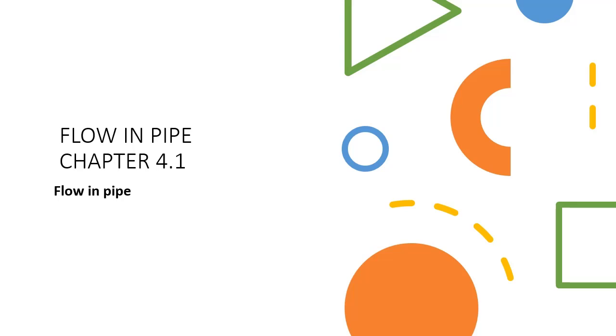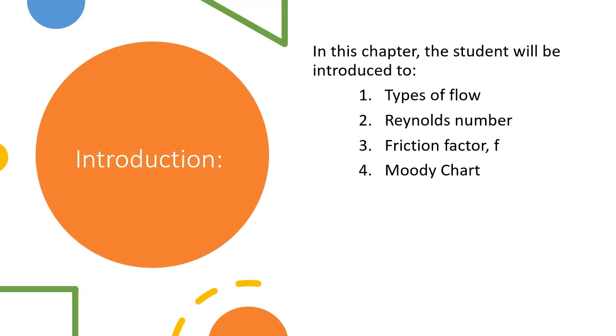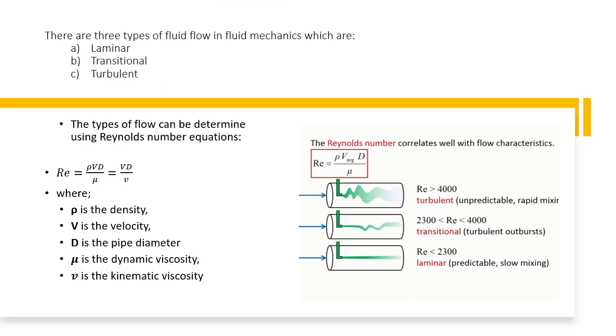So welcome back to Fluid Mechanics class. Insyaallah, today we will continue on chapter 4, flow in pipe. In this chapter, the student will be introduced to types of flow, the Reynolds number, friction factor, and we'll be looking at the Moody chart. So please remember we are looking at type of flow, Reynolds number, friction factor, and Moody chart.